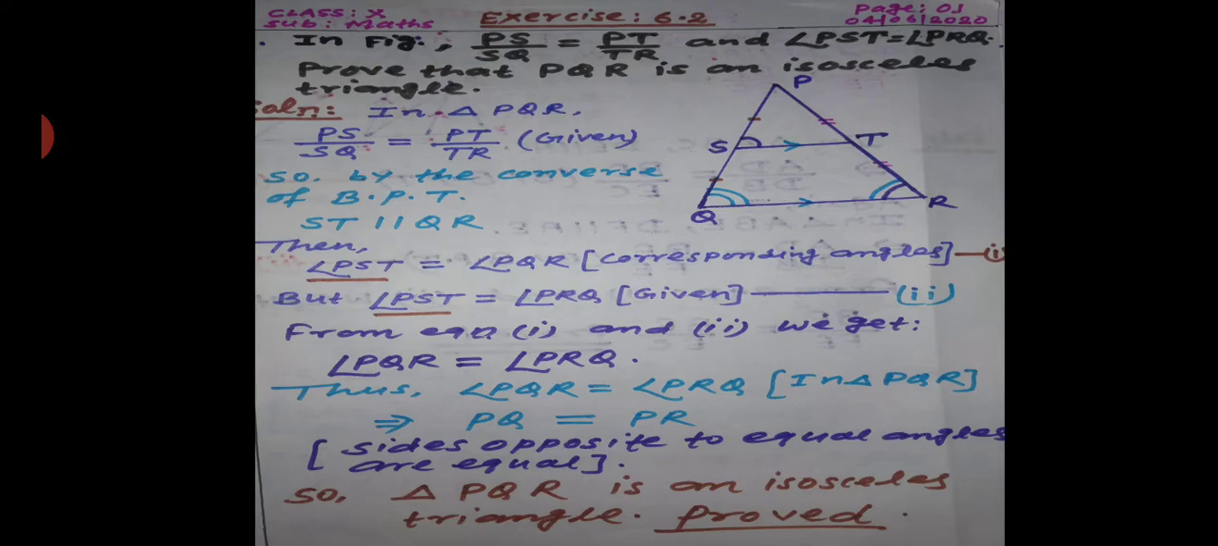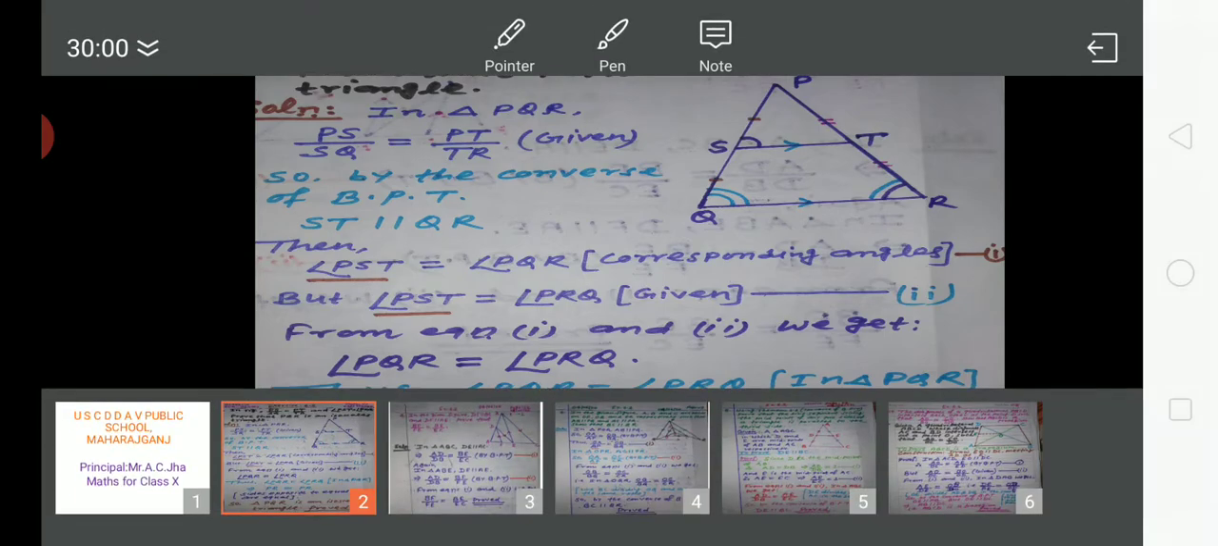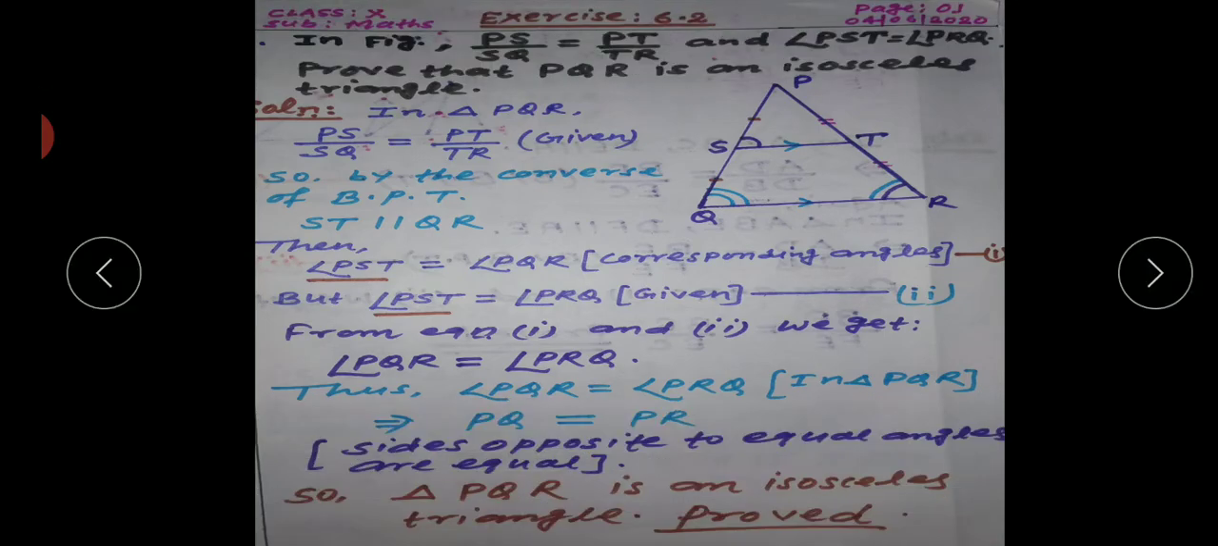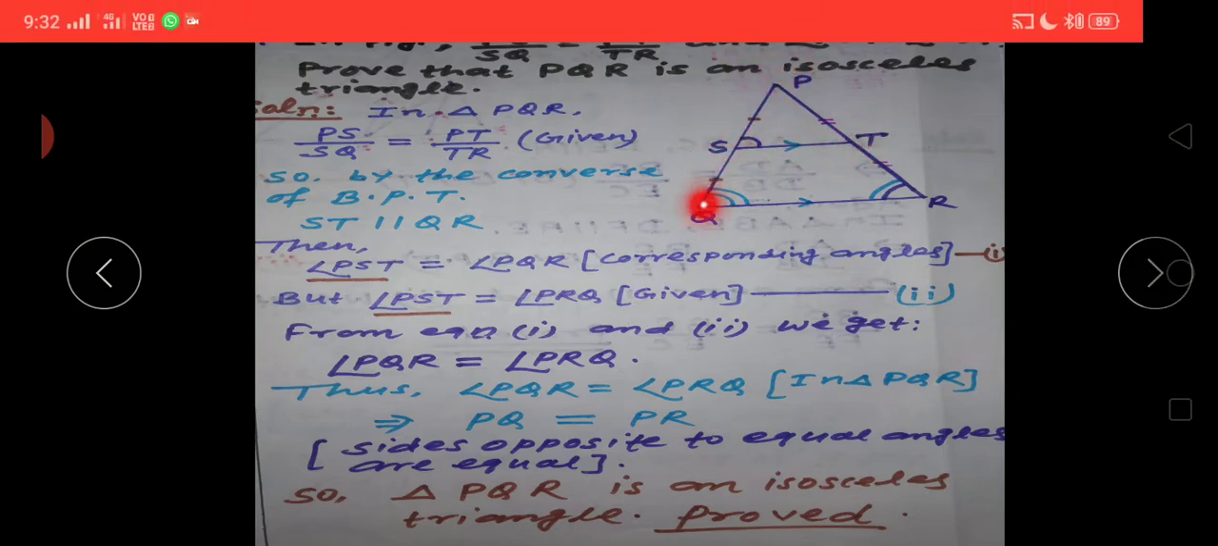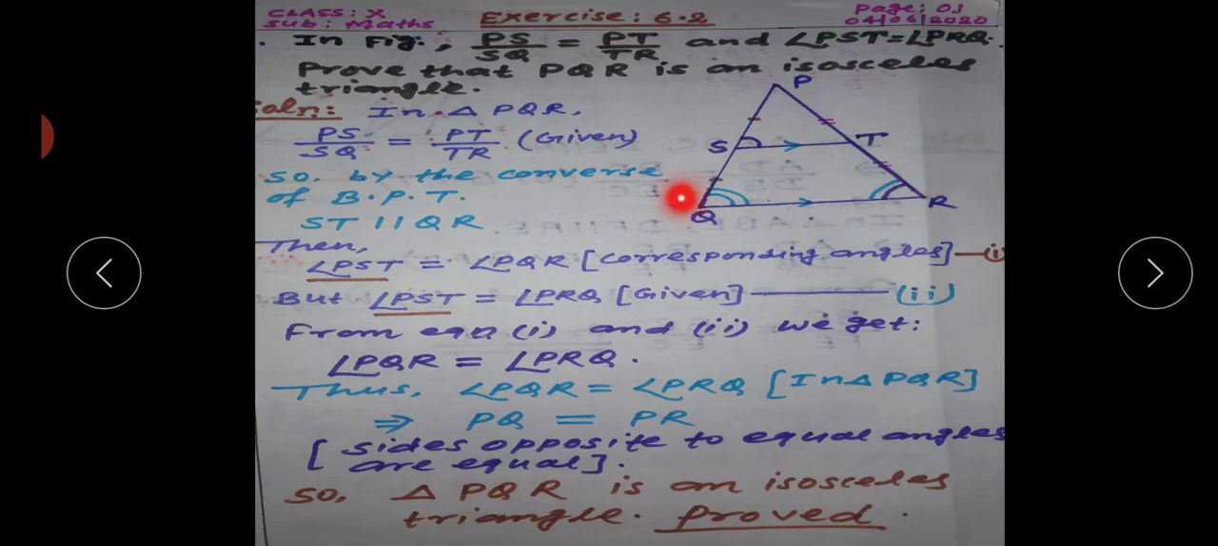This question we have taken from the examples given in your textbook, and it is a very important question from the examination point of view. So the question is: in this figure, PS upon SQ is equal to PT upon TR, and angle PST is equal to angle PRQ. Given this, we have to prove that triangle PQR is an isosceles triangle.